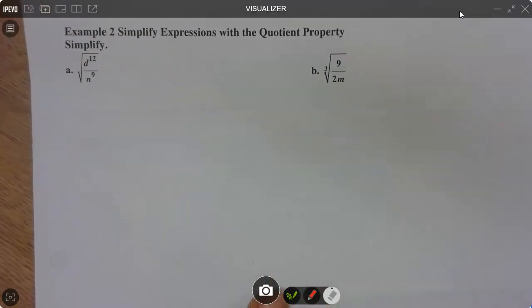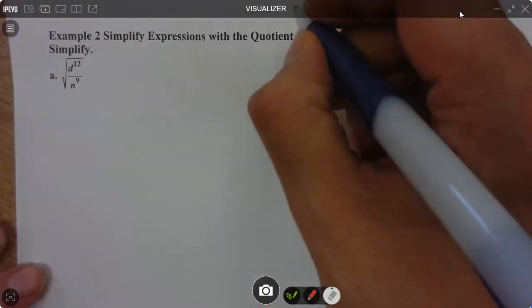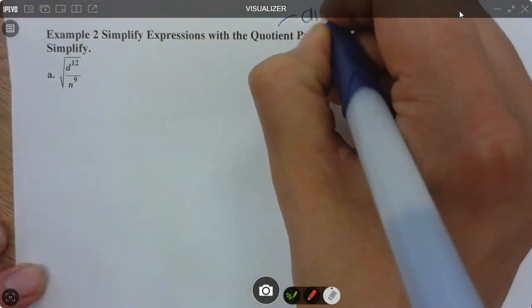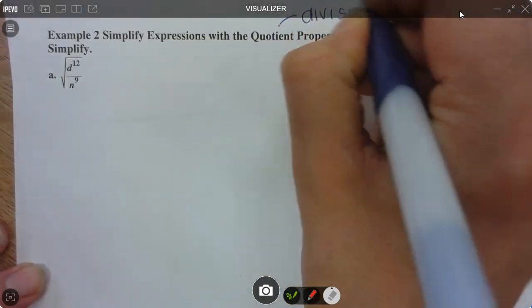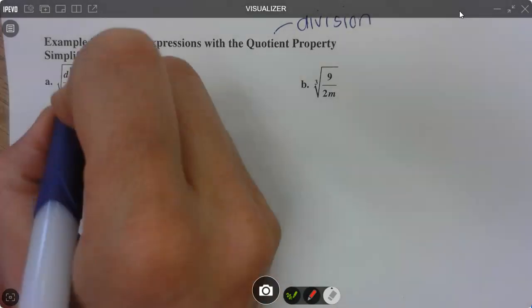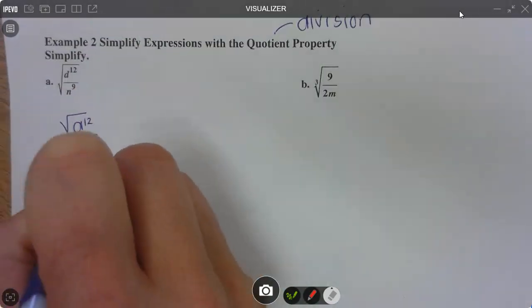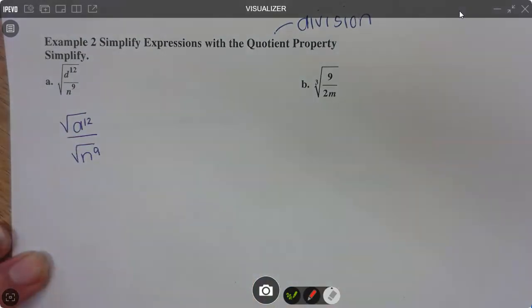So then we moved on and we talked about the quotient property. The quotient property is a fancy way of talking about division. So the word quotient means to divide. So you can take division and think of it as the top divided by the bottom separately.